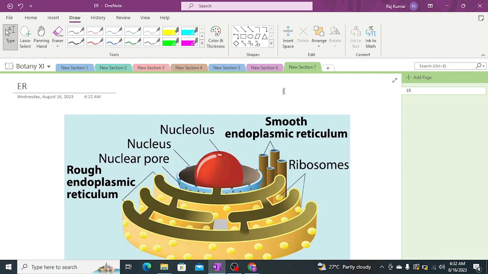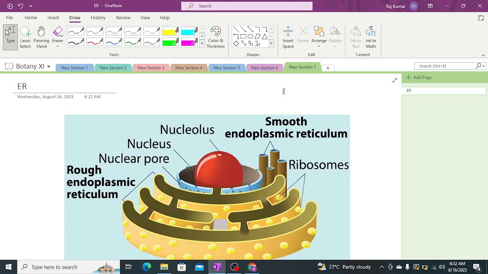After that, the rough endoplasmic reticulum synthesizes the smooth endoplasmic reticulum, the smooth endoplasmic reticulum synthesizes the Golgi body, and the Golgi body itself synthesizes ribosomes. Endoplasmic reticulum and Golgi body collectively form the vacuole. Another example is the transport of material from endoplasmic reticulum to Golgi body to lysosome and vacuole. That is the reason these are known as the endomembrane system.